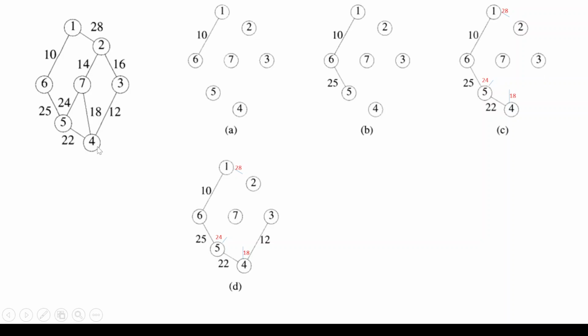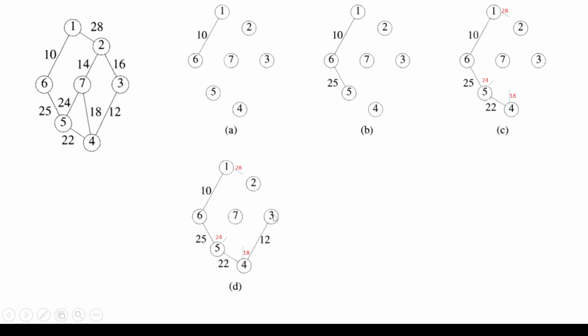So which is the minimum cost? The edge connecting 4 to 3 with weight 12. So we will connect 4 and 3 with weight 12. So we have three things in our mind: one edge with weight 18, another edge with weight 24, another edge with weight 28. Now we have reached 3.